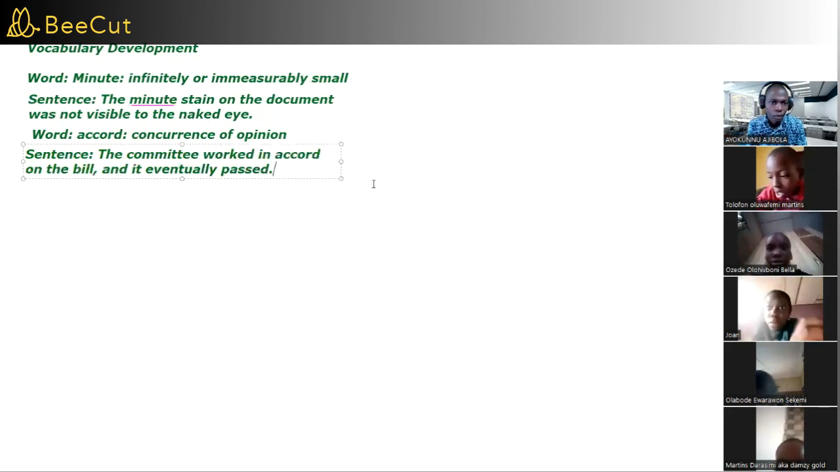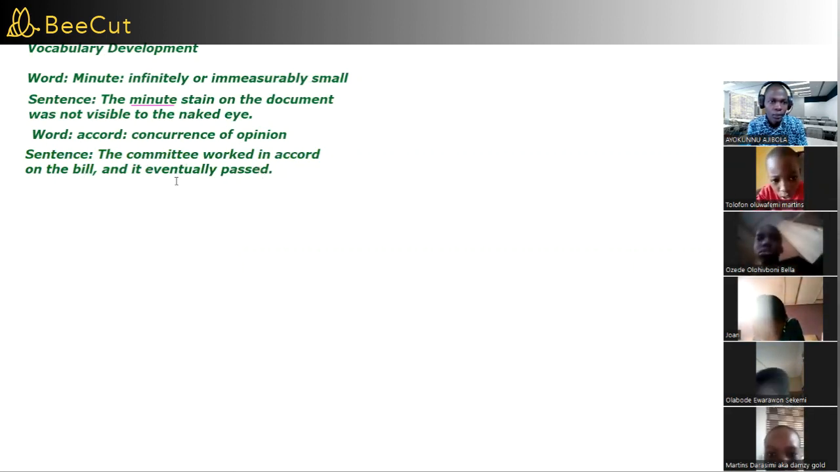So we're not trying to change the word. We can find a sentence here. You know, the committee worked in accord on the bill. But if it's to the bill, say in accordance to the bill. So the committee worked in accord on the bill, and it eventually passed the bill. So the word we're looking at there is accord. Okay, the next word we're looking at this morning.